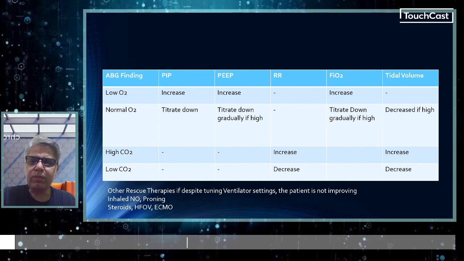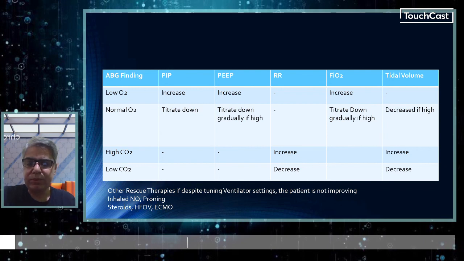If you've got a problem of low CO2, it means probably your ventilation is quite high, so you need to tune down the ventilation. You can either decrease the tidal volume, or you can play around with the respiratory rate. You can decrease it to bring the CO2 levels up. But sometimes even with playing around with these values, we are not able to control oxygenation or ventilation.